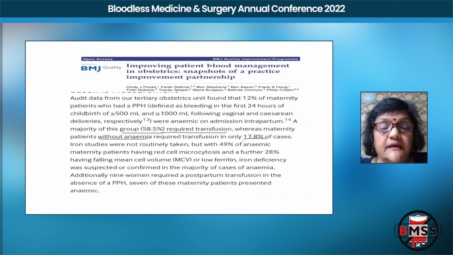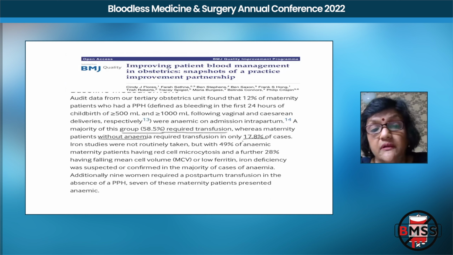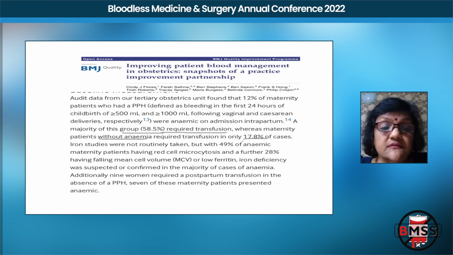In this article in the British Medical Journal, Improving Patient Blood Management in Obstetrics, an audit was done in a tertiary hospital, and it was found that 12% of maternity patients who had primary postpartum hemorrhage were anemic on admission, and there is enough evidence to show anemia increases your risk of postpartum hemorrhage. Of this group, 58.3% required transfusion, and when compared to women who were not anemic, only 17.88% required transfusion. So correction of anemia in the antenatal period is definitely crucial.